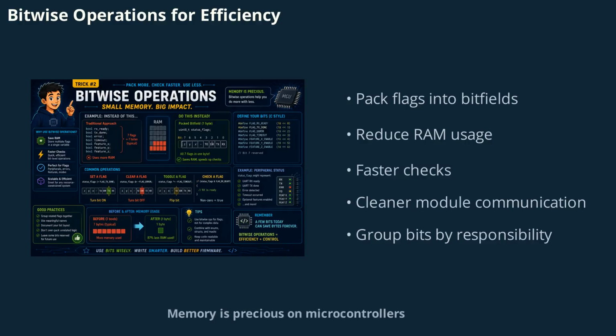Memory is precious on microcontrollers. Bitwise operations allow you to encode multiple states or flags in a single variable, saving RAM and speeding up checks. Pack Boolean flags into bitfields or bitmasks instead of separate variables. This technique is perfect for peripheral status flags, error conditions, and feature enable/disable switches.